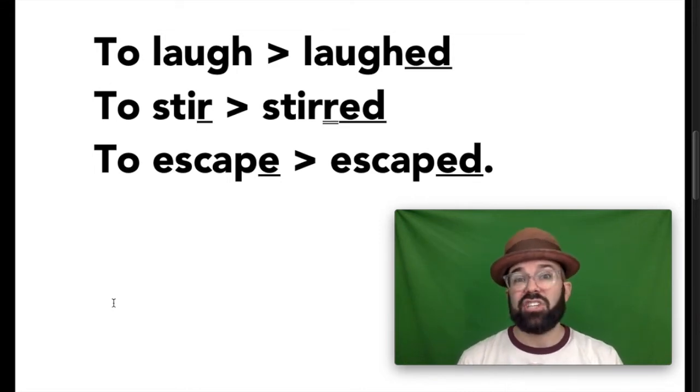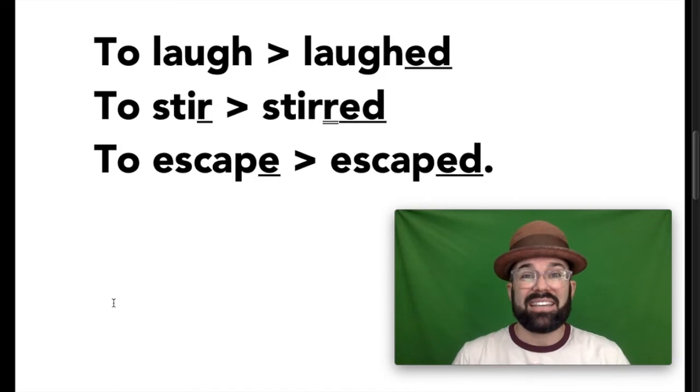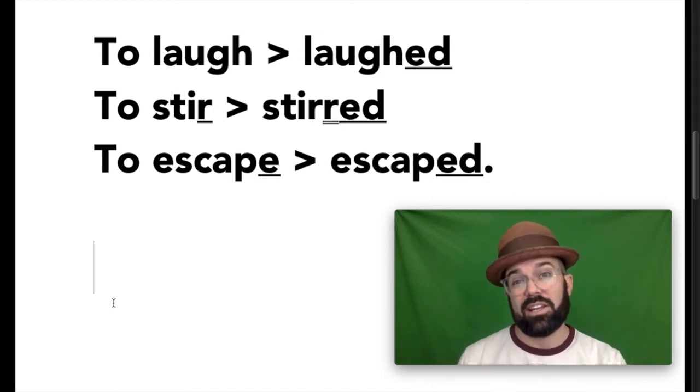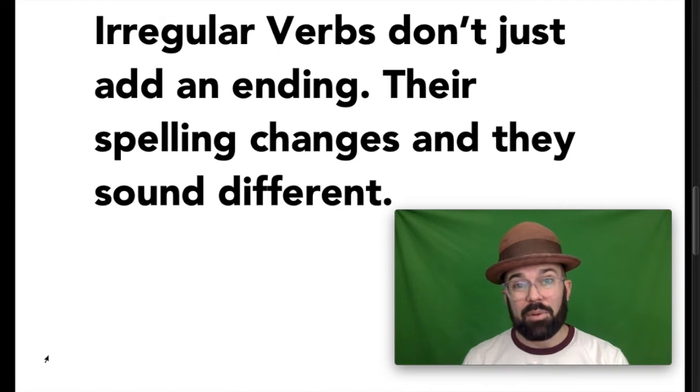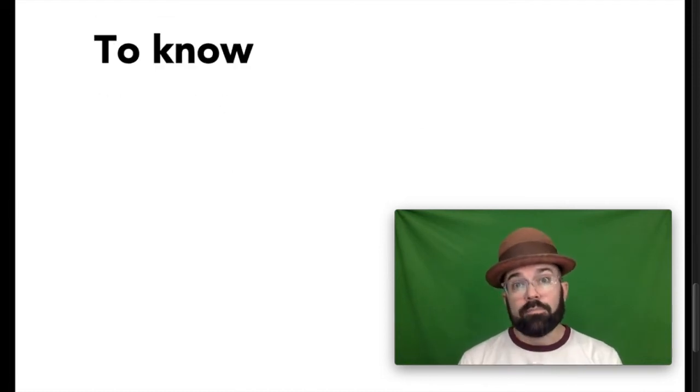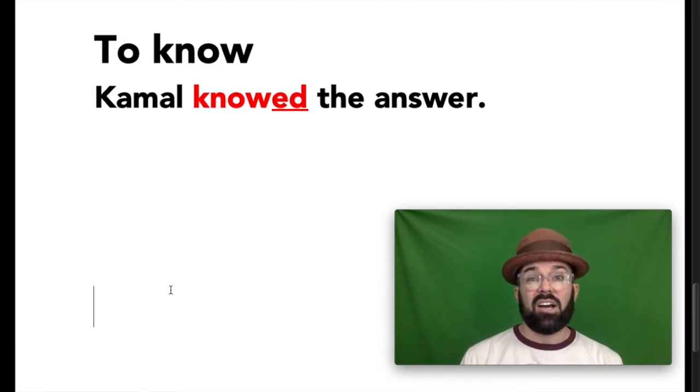Irregular verbs change the spelling completely and often sound very different. Let's take a look at some irregular verbs now. Irregular verbs don't just add an ending. Their spelling changes and they sound different. For example, the verb to know. It would be incorrect to just add an ending. We wouldn't say, Kamal knowed the answer. It doesn't sound right. This is an irregular verb.